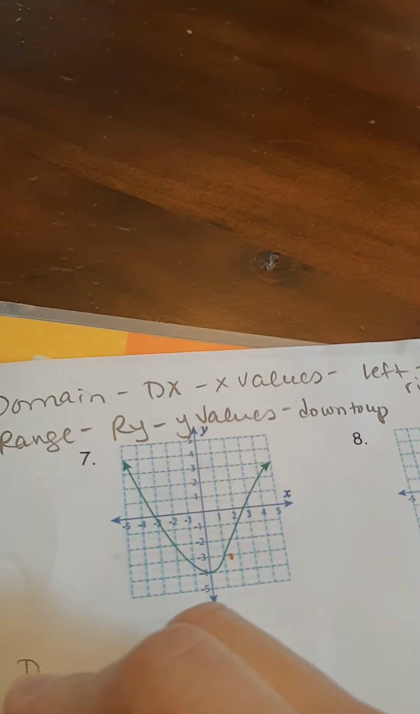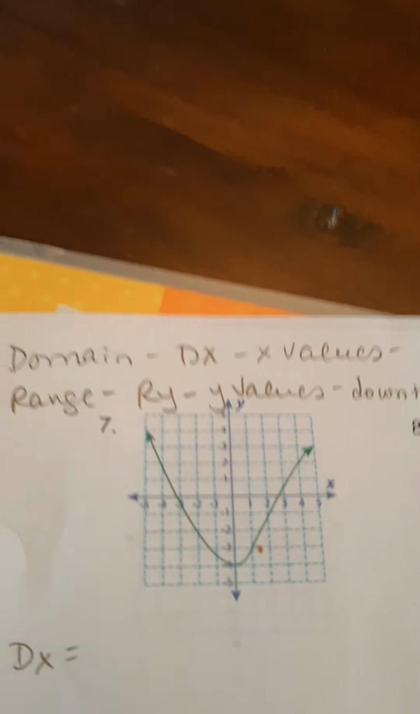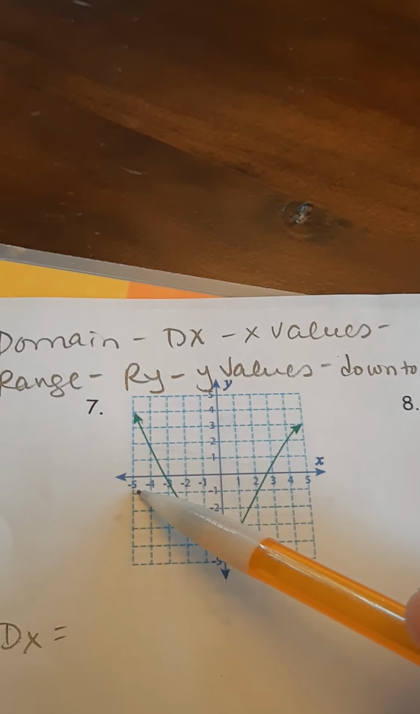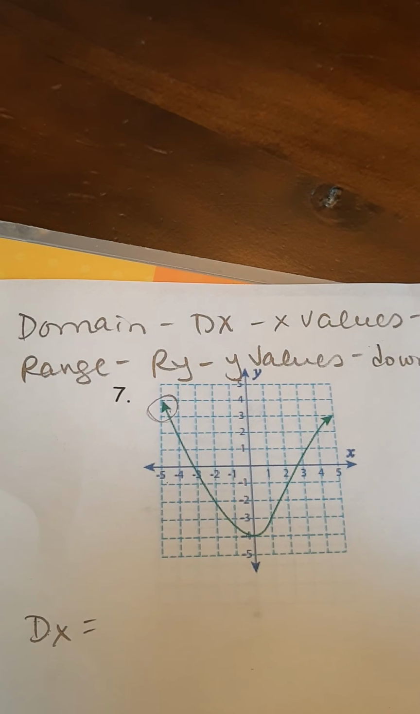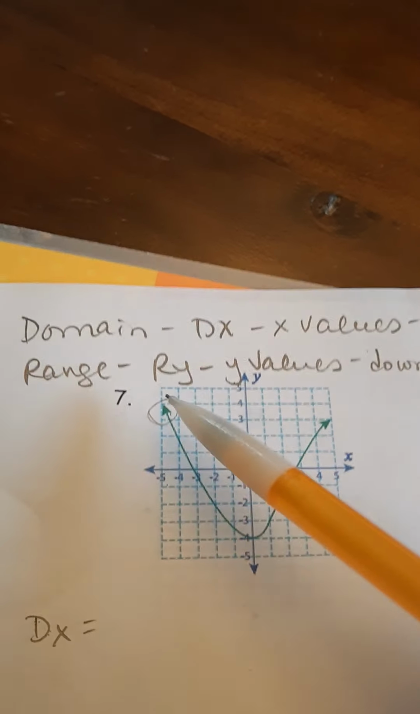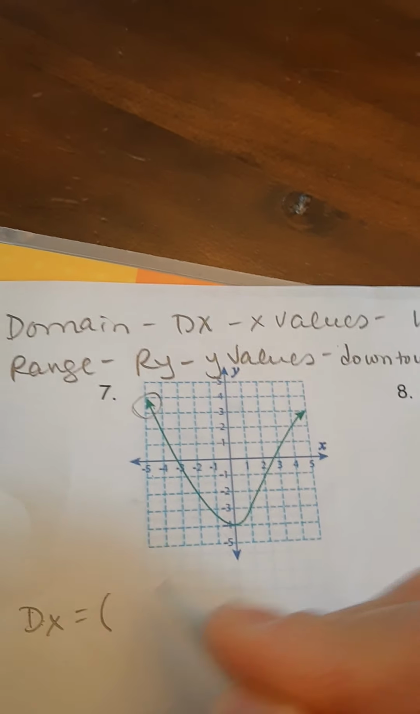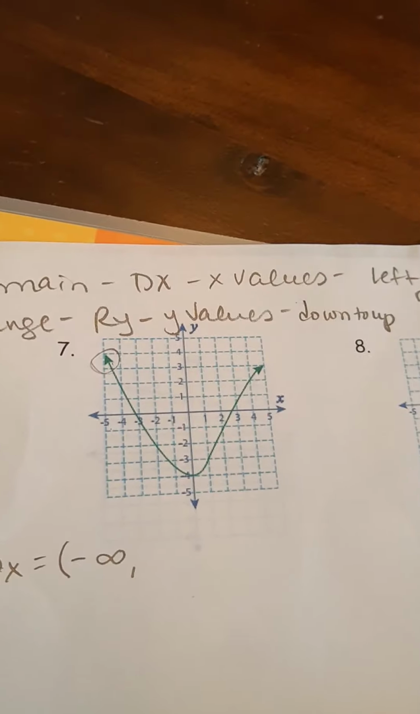Okay, so domain goes left to right. So the leftmost part of this graph is an arrow. Now I know some of you are thinking, yeah, but the leftmost point is -5, but there's an arrow there. The arrow means it's just going to the left, to the left, to the left. So remember, if you see an arrow at the left-hand side, that's negative infinity.